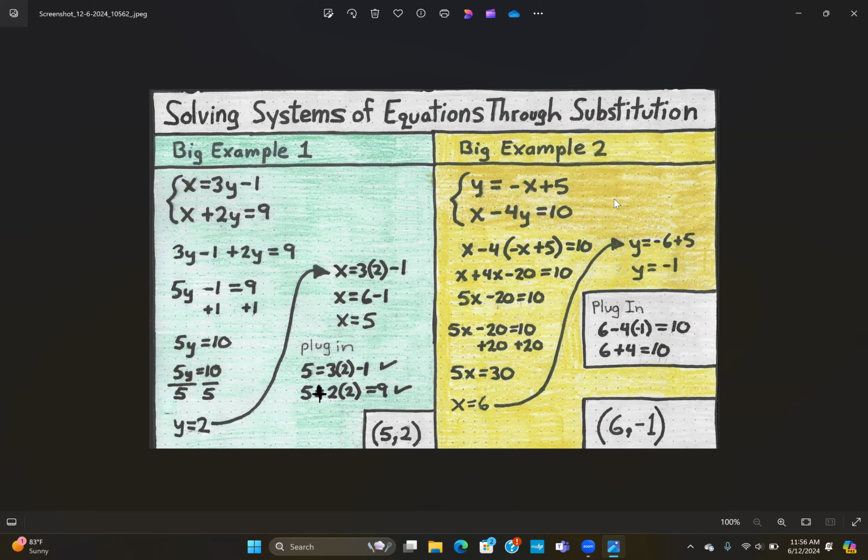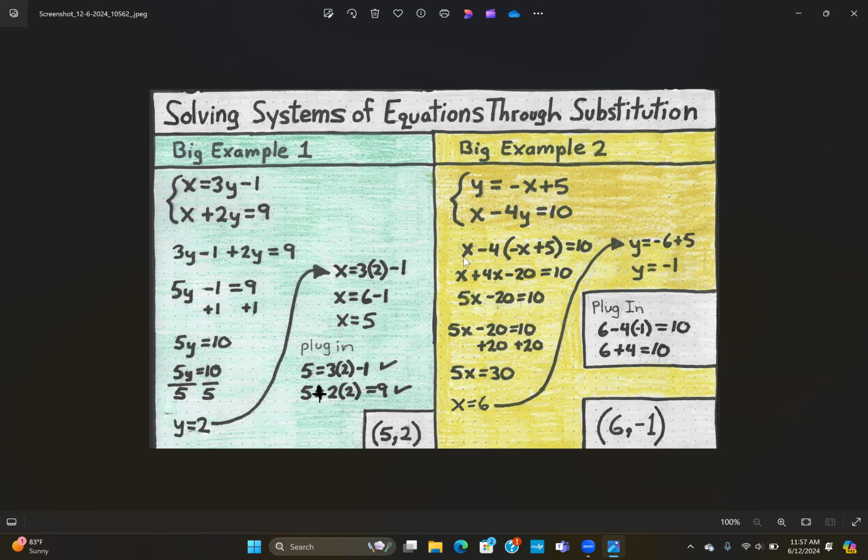And so now what we're going to do is replace this y with negative x plus 5, because y is already isolated. So now wherever we see a y, we're just going to replace it with negative x plus 5. And we're going to do that to this equation right here. You see that y? Well, you're gone, y. We're going to replace you with this negative x plus 5. I know I said it many times, but repetition really works, y'all.